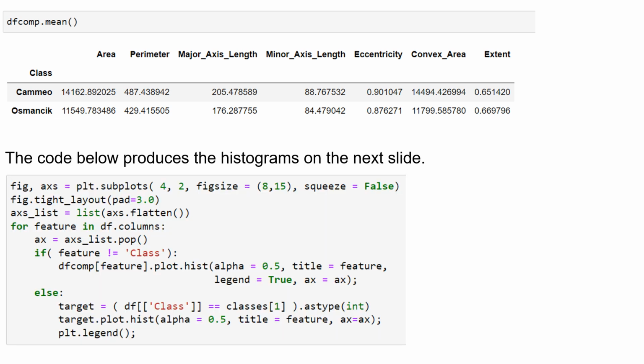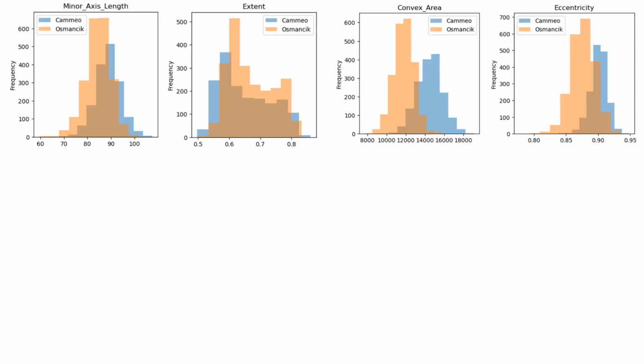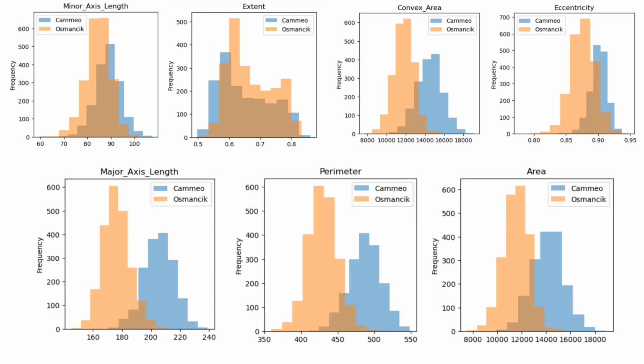Well, let's look at some histograms. This code produces the histograms. Here are our first 4 histograms for the 2 different classes of rice. And then here are 3 more. And you'll notice the major axis length and the perimeter look like they're fairly well separated.